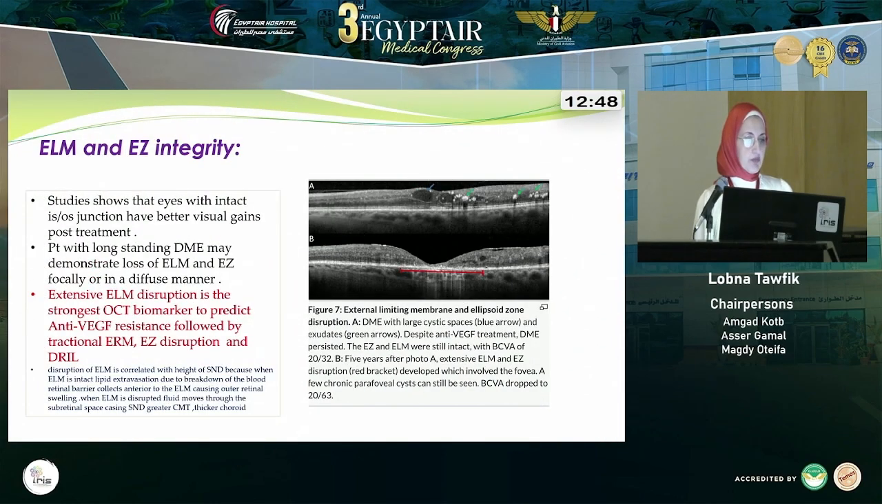External limiting membrane and ellipsoid zone integrity. Studies show that eyes with intact ISOS junction have better visual gain post-treatment. Patients with long-standing diabetic macular edema may demonstrate loss of external limiting membrane and ellipsoid zone focally and in a diffuse manner. Extensive external limiting membrane disruption is the strongest OCT biomarker to predict anti-VEGF resistance, followed by tractional epiretinal membrane, ellipsoid zone disruption, and DRIL.